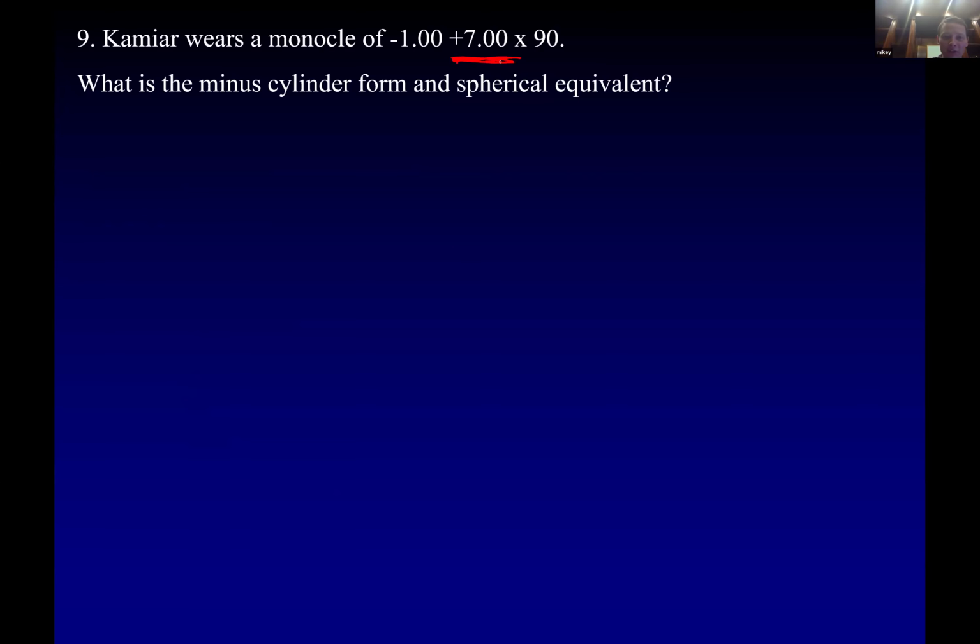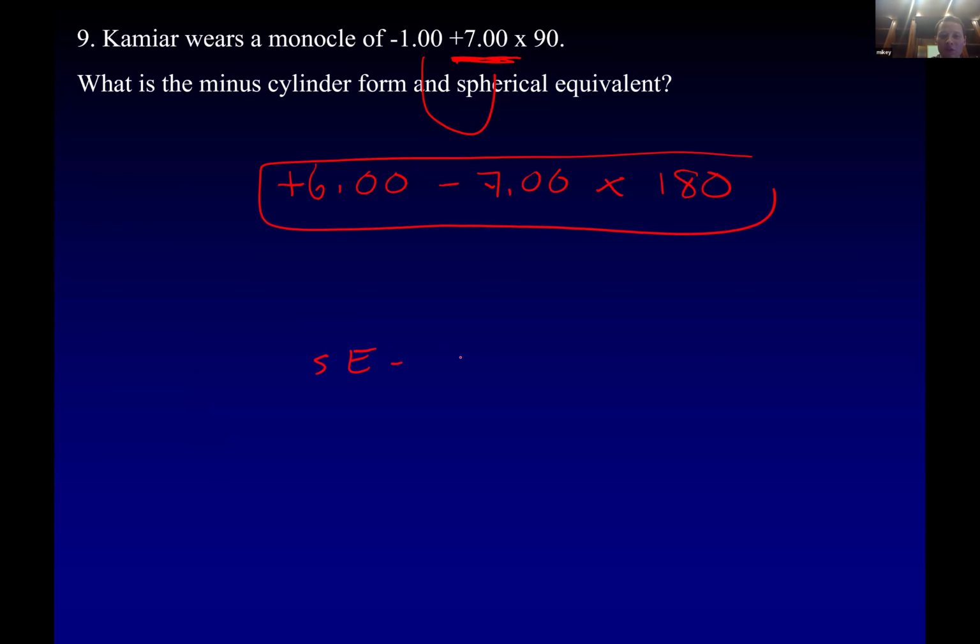And if I want to switch it to minus cylinder form, first I add the sphere and cylinder together. -1 + 7 gives me +6. I switch the sign of the cylinder, so now it's a minus cylinder. And I flip the axis by 90 degrees. That's the minus cylinder form. Spherical equivalent is equal to the sphere plus half the cylinder. So in this case, that is -1 plus 7/2, -1 plus 3.5 gives me plus 2.5 diopters.